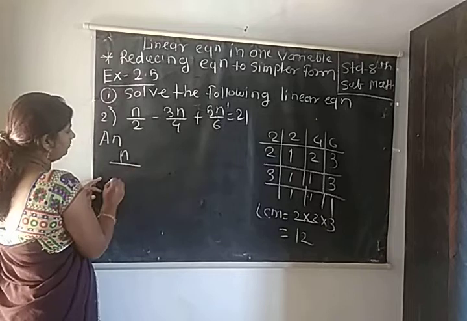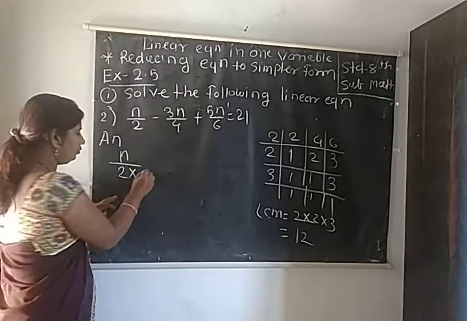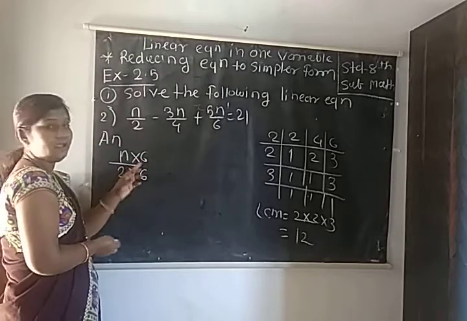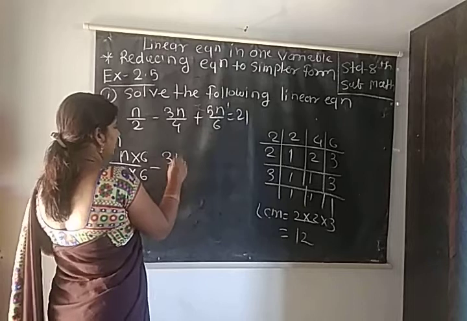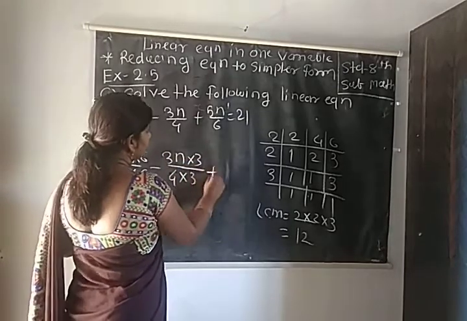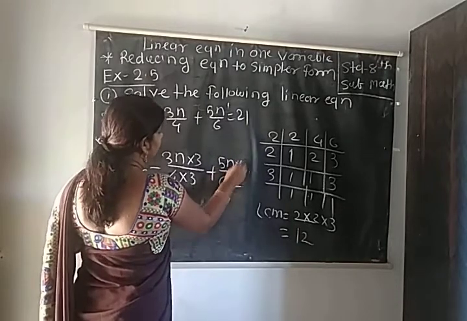n upon 2 को कौन से नंबर से मल्टीप्लाई करने पर 12 आएगा? 2 6 the 12. So here multiply c, that's why again multiply the numerator, minus 3n upon 4, 4 3 is 12 multiply 3 plus 5n upon 6 multiply 2 is equal to 2.